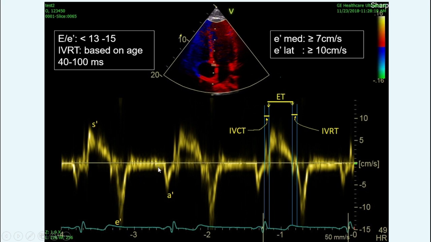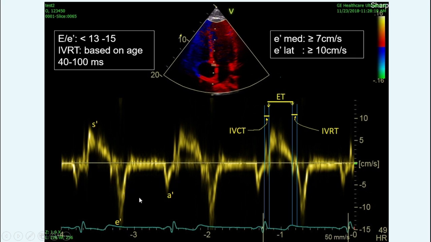At the end of diastole, one more time, the annulus of the mitral valve drops too, again giving us a second negative Doppler shift wave, and we call it A prime. We usually measure only E prime in the mitral valve annulus tissue Doppler.